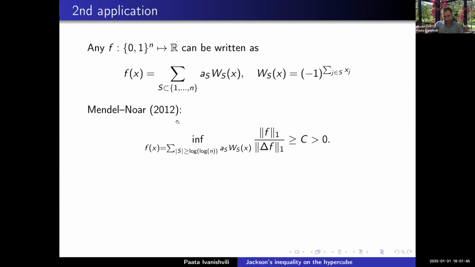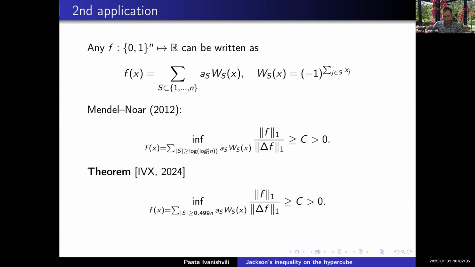And Mendel-Naor showed that the infimum of the L1 norm of f divided by the Laplacian of f, if you would take the infimum not over all functions, but over functions which are representable like this, where you sum up over sets of cardinality at least log n. So they live, in a sense, on high frequency. You should think about the W's as a frequency. It's also called tail space. If you take functions in frequencies at least log n, then there is this inequality that this ratio is separated by a universal constant which is greater than 0.